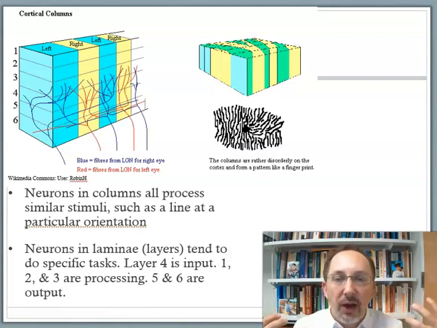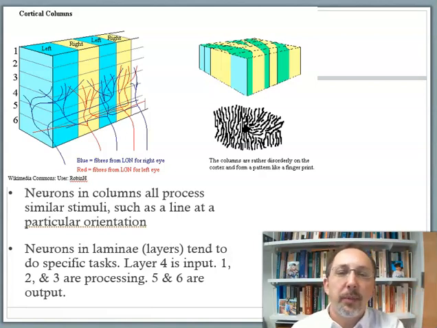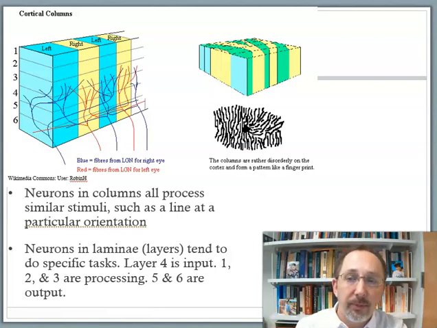And then as we move out, we get more and more complex in terms of processing. But the idea is your brain is organized in these columns and laminae. And so these columns have similar function, and all the cells within a column do similar things. And then laminae are these layers that also do very specific tasks within those columns.